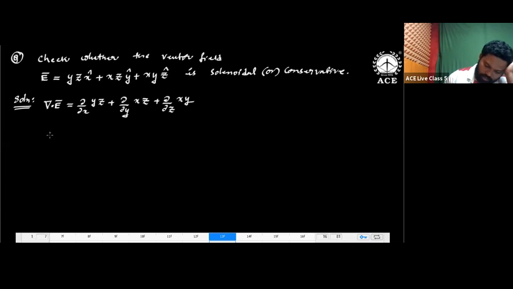So what is the divergence of E? Zero plus 0. So here it is, divergence of E is equal to 0. So E is solenoidal.